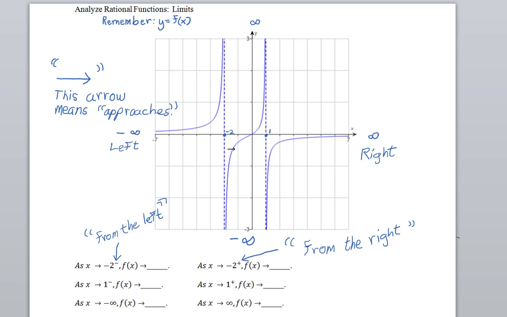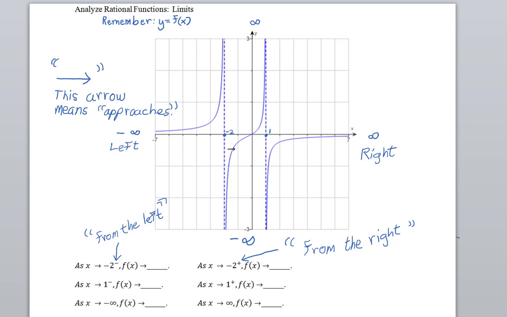Right now, we're going to talk about limits. That is, what does y do as x does something? Okay, so we're going to be using this sign. It's an arrow, and it means approaches or gets close to. And we're going to be using a new kind of notation, that is, you haven't seen it before.